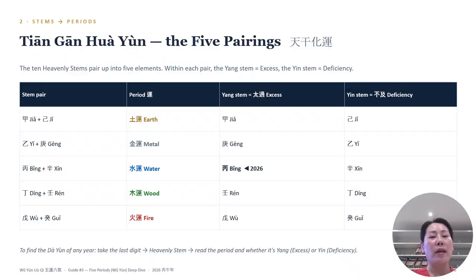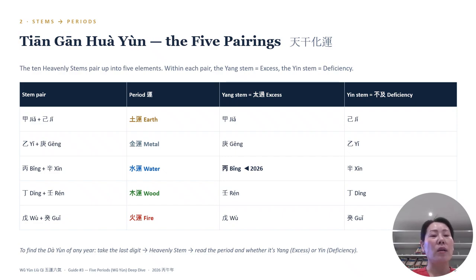Here's how the 10 heavenly stems turn into the 5 periods, a process called the Tiangan Huayun. The stems are transformed into periods. Reading the table, the stems are paired 2 at a time, and each pair produces 1 element period. Jia and Ji make the earth period. Yi and Geng make the metal period. Bing and Xin make the water period.